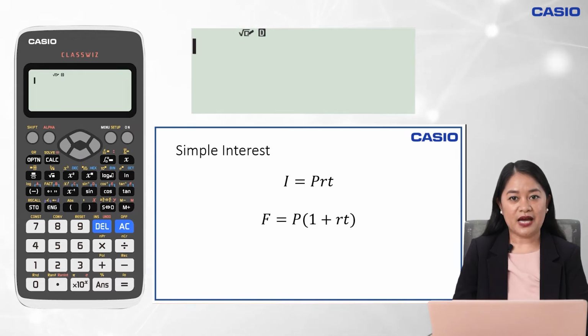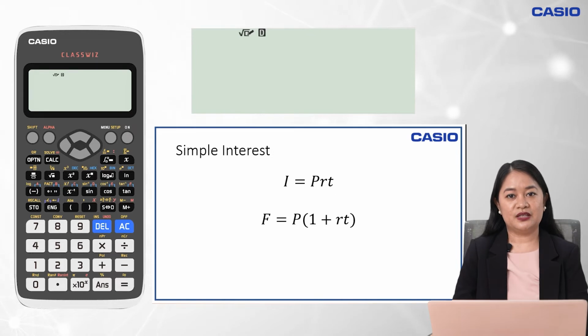While the maturity value or future value is computed by getting the product of the principal and the sum of 1 and r times t. Now, not at all times the unknown is either the interest or the maturity value. It can be the principal, the annual interest rate, or the period of time in years. So this video will help you to solve easily any unknown.